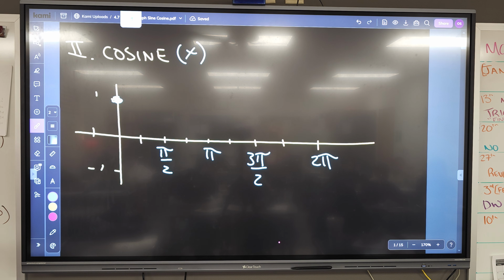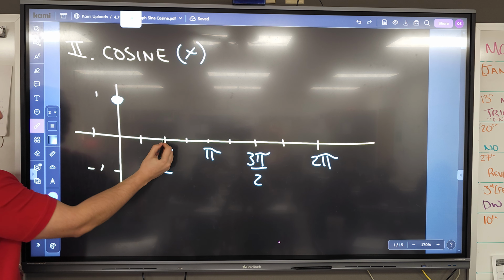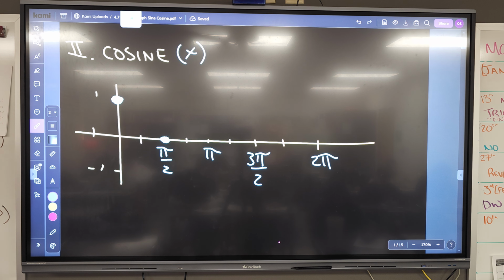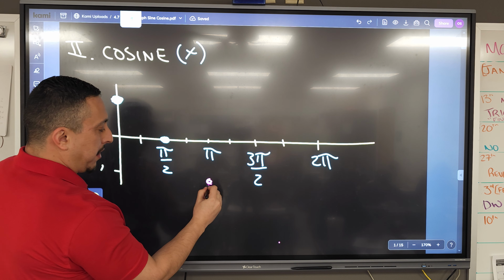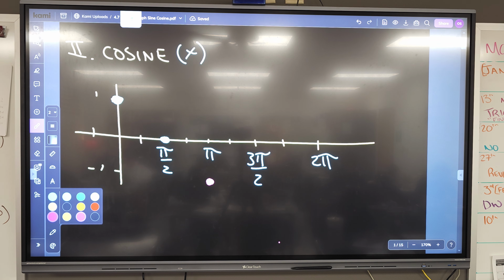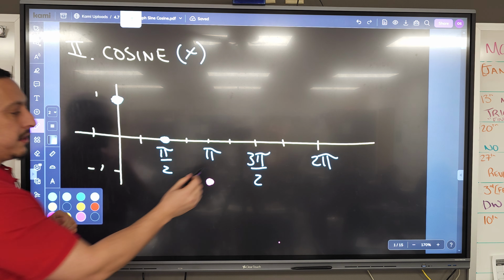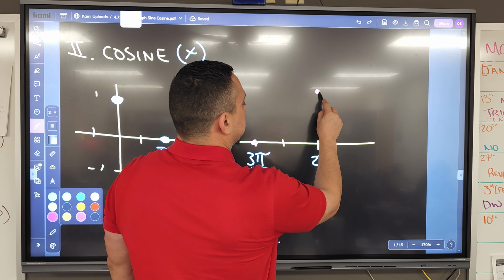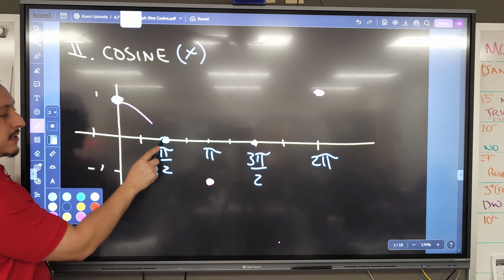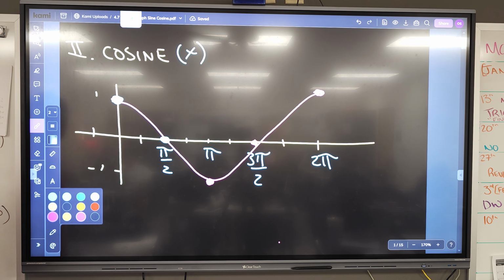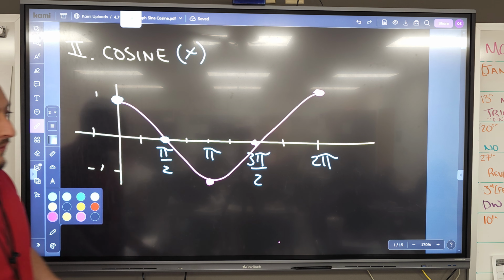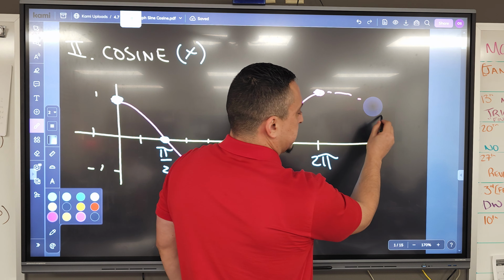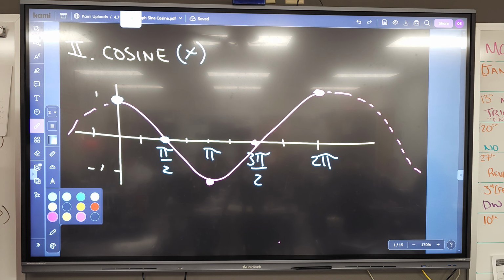At pi over 2, what's the x value? 0. Okay. Pi, what's the x value? Negative 1. At 3 pi over 2, what's the x value? 0. Now we could get more dots, but just with these you can see the shape. And then finally at 2 pi, 1. Okay. And so here, ladies and gentlemen, this is the cosine function. That's what it looks like. Again, if you keep going around the circle, it just repeats. Or if you go left, it repeats.